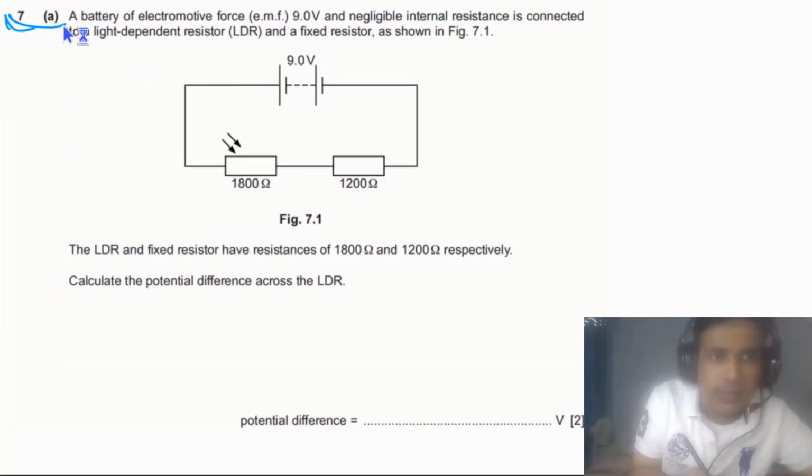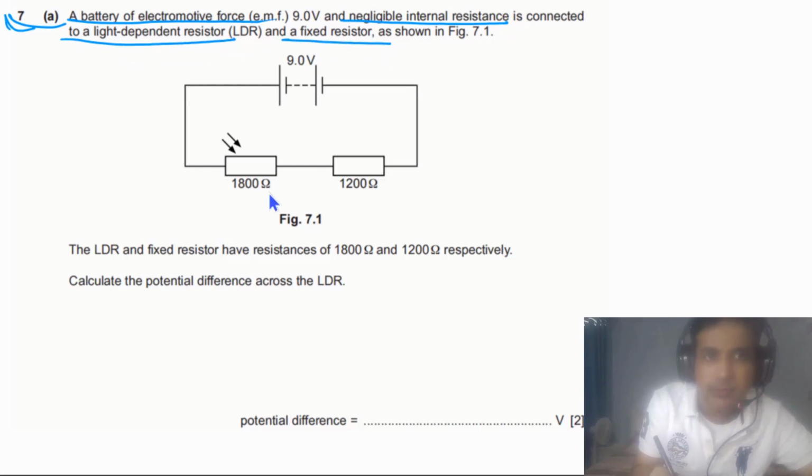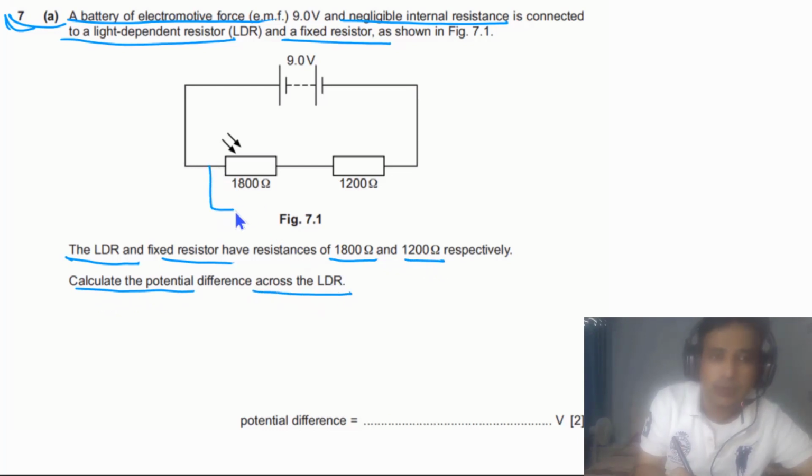Question 7 part A says a battery of electromotive force 9.0 volts and negligible internal resistance is connected to a light dependent resistor and a fixed resistor as shown in figure 7.1. The LDR and fixed resistor have resistance of 1800 ohms and 1200 ohms respectively. Calculate the potential difference across the LDR. So this one is our LDR, light dependent resistor. We need to determine the potential difference across LDR. So we can say this PD is V1.